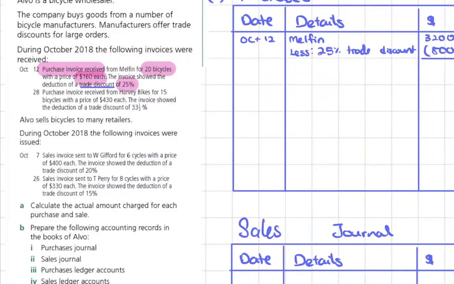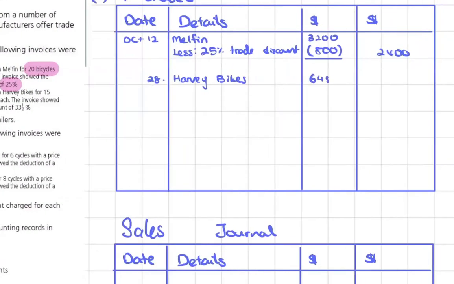And then on October 28th, we did the same thing. We purchased from RV Bikes 15 bicycles at 430. So 6,450. Then we have the less 33 and a third percent trade discount. So basically, you just divide it by 3. This is just 1/3, so you get 1/3 off. You divide by 3, you get 2,150. Subtract it, and we're going to get 4,300.